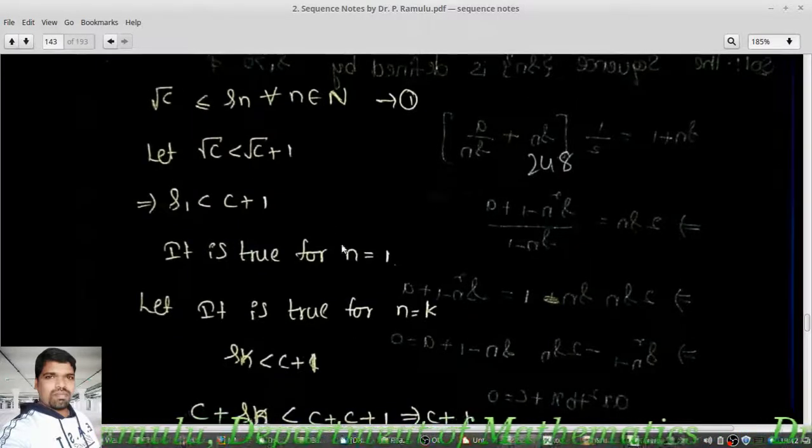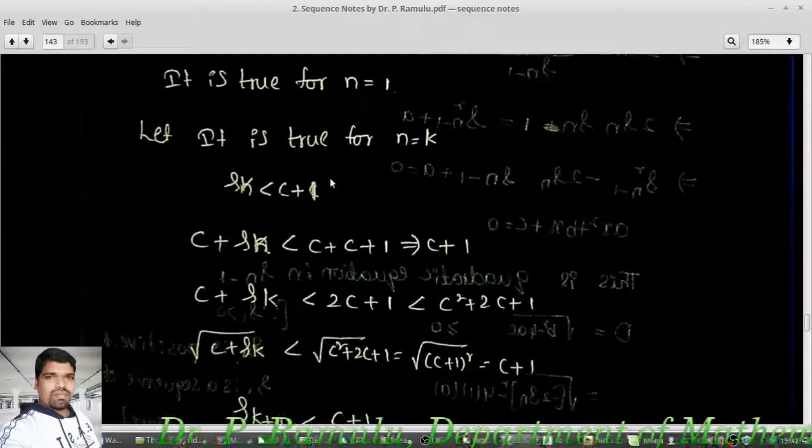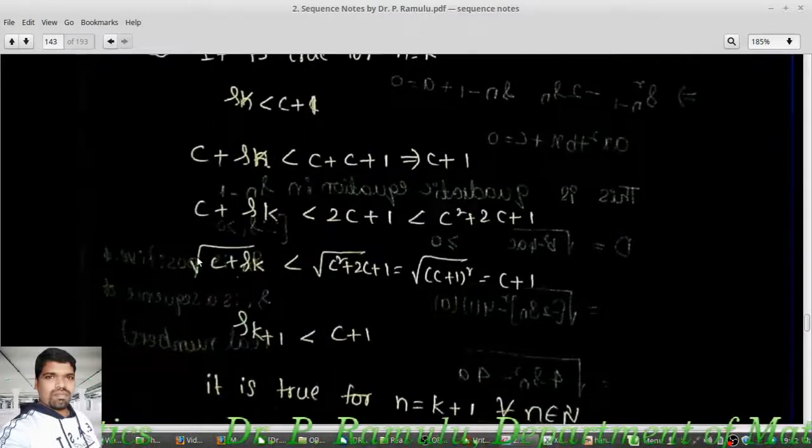This is true for n equal to 1. I am assuming it is true for n equal to k: I am assuming that Sk is less than C plus 1. I am adding C to both sides. Then what happened here?